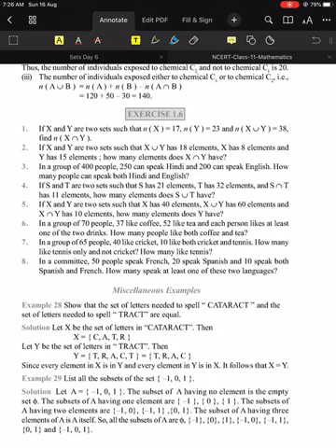So we are starting exercise 1.6 today. If x and y are two sets such that n(x) = 17, n(y) = 23, and n(x union y) = 38, we have to find the value of n(x intersection y).